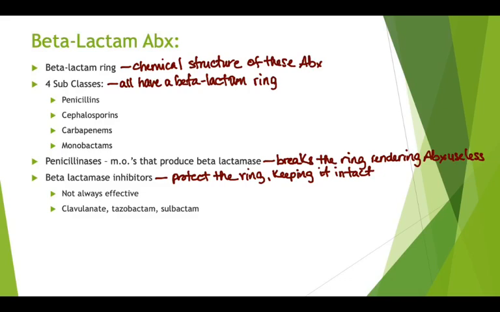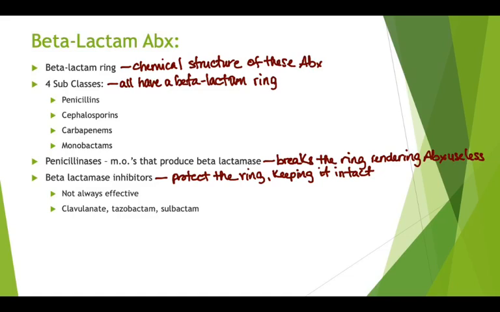Organisms that produce beta-lactamase break the ring, rendering the antibiotic useless. So basically, penicillinase is a specific enzyme, and it's going to attack the ring of the antibiotic, which is how the antibiotic works. The ring is what helps to kill the organism, and breaking it renders the drug useless. So we need to watch out for those penicillinase.